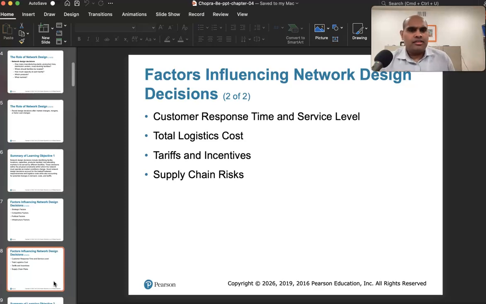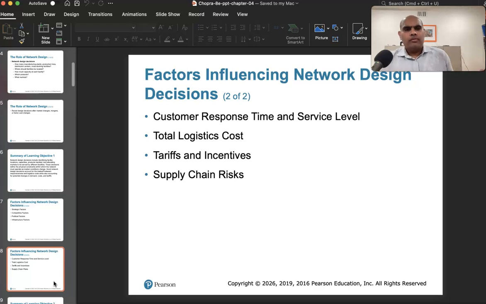Now there are other things also, operational things like customer response time, logistics costs, tariffs and incentives, which have recently become very important for us, and same with supply chain risks, right? With COVID and everything around it, supply chain risks have become a very important factor of designing supply chain decisions.